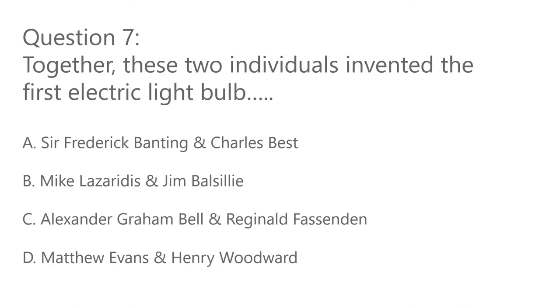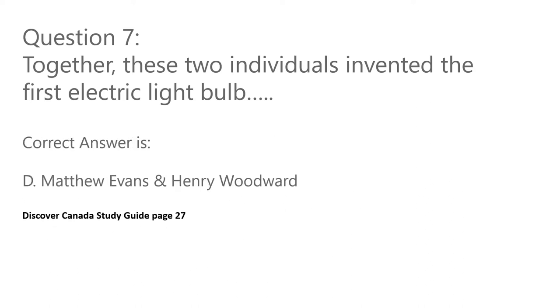Question 7. Together, these two individuals invented the first electric light bulb. A. Sir Frederick Banting and Charles Best. B. Mike Lazaridis and Jim Balsillie. C. Alexander Graham Bell and Reginald Fessenden. D. Matthew Evans and Henry Woodward. Correct answer is D. Matthew Evans and Henry Woodward.